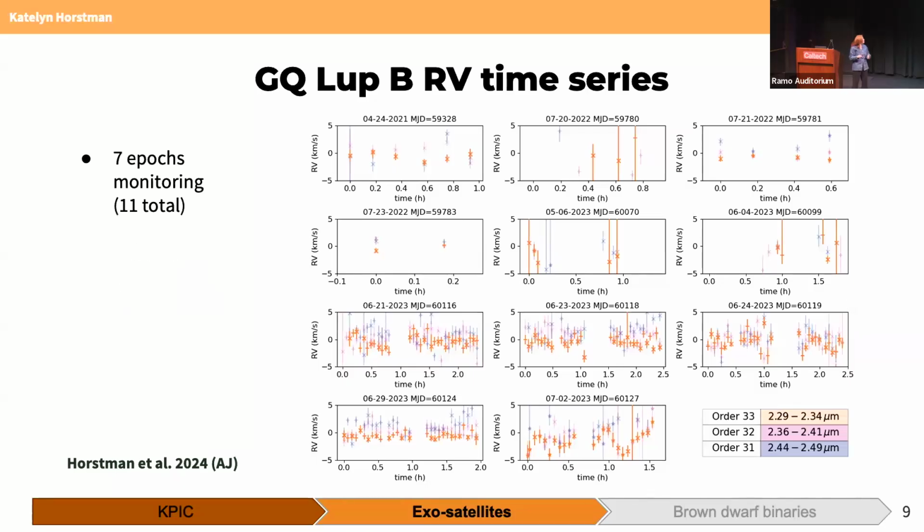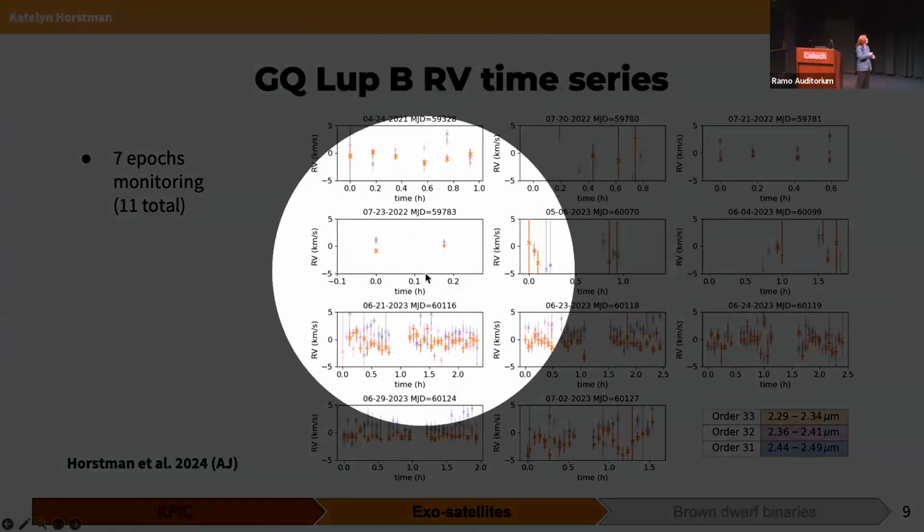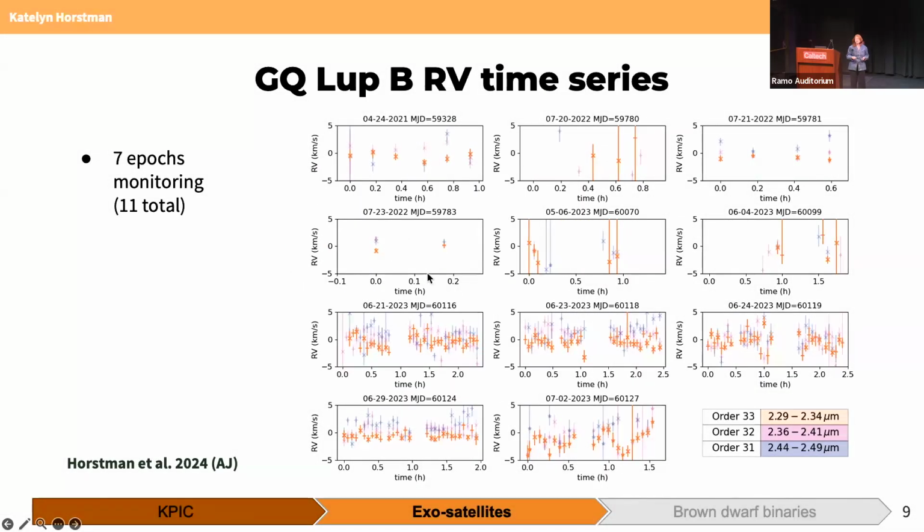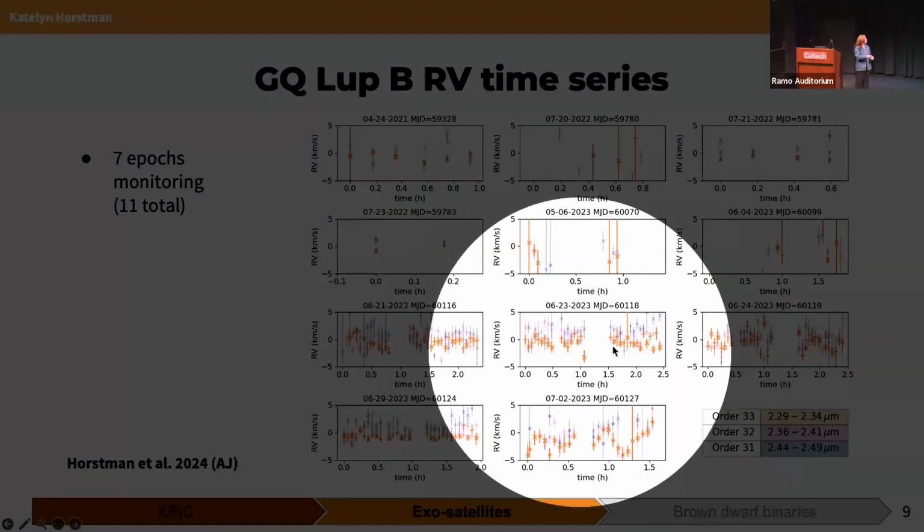And so for our full RV time series for GQ-Loop-B, we were able to get 7 epochs of monitoring starting in May of 2024, the first 4 of which we see here are leveraged from previous KPIC data that we already had, where the rest of these are part of the survey.